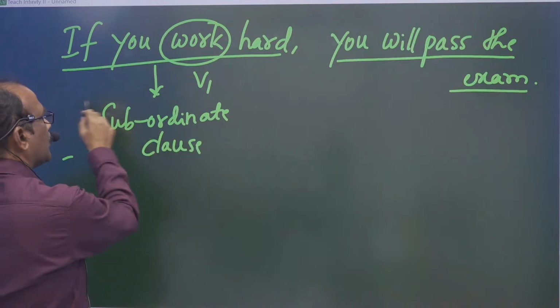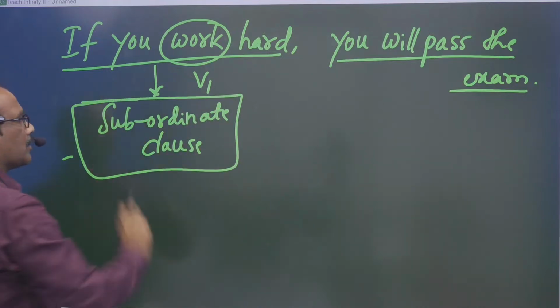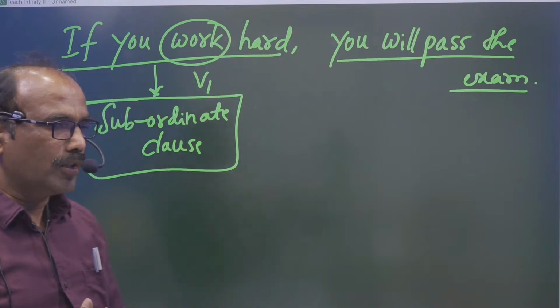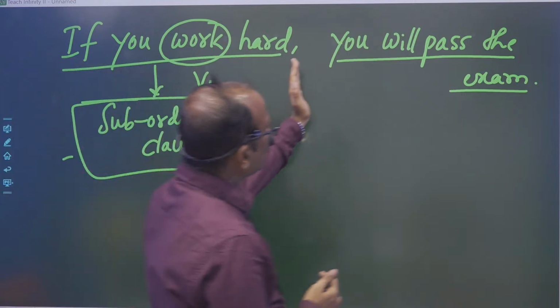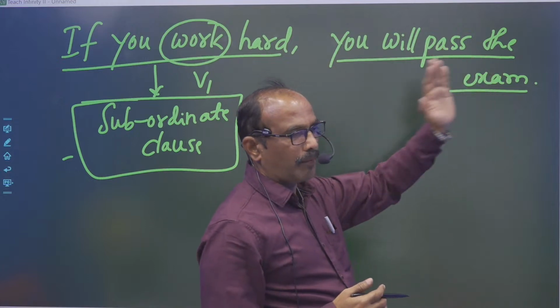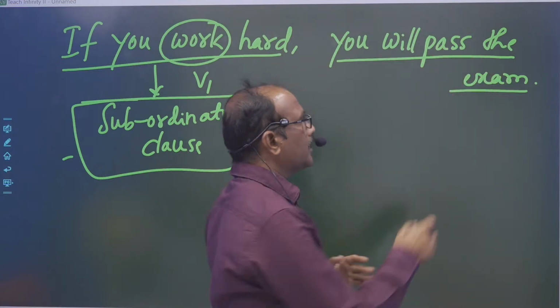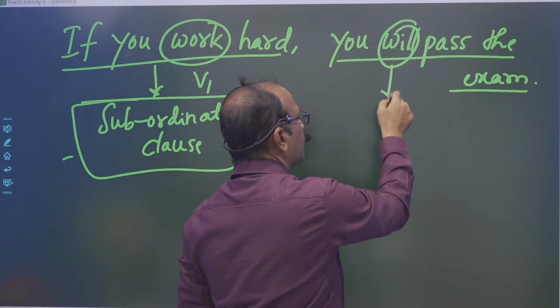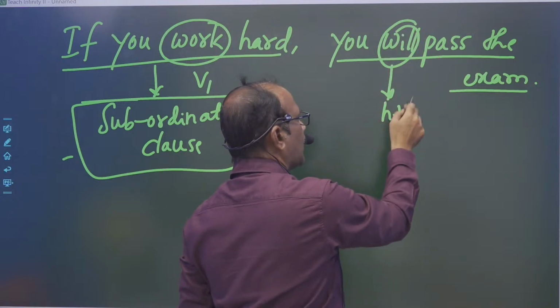This concept is called as subordinate clause, which doesn't give the complete meaning on its own. But now look at this part of a sentence, you will pass the exam. This is also a part of a sentence and this part of a sentence has a finite verb, this here, will, that is a helping verb.